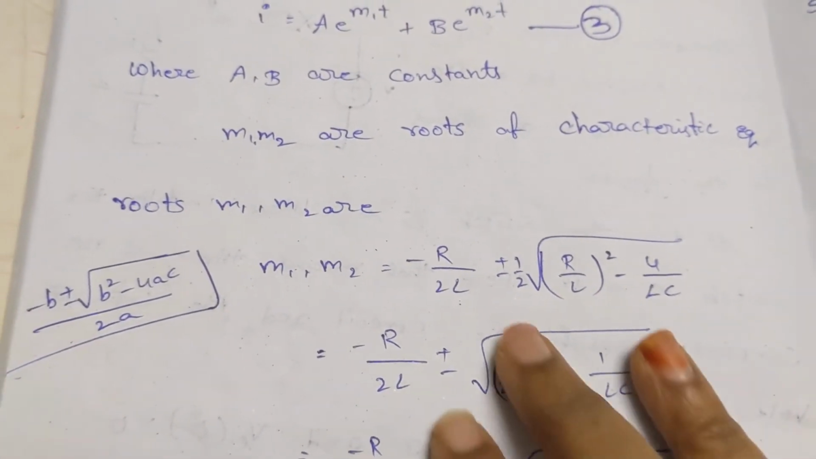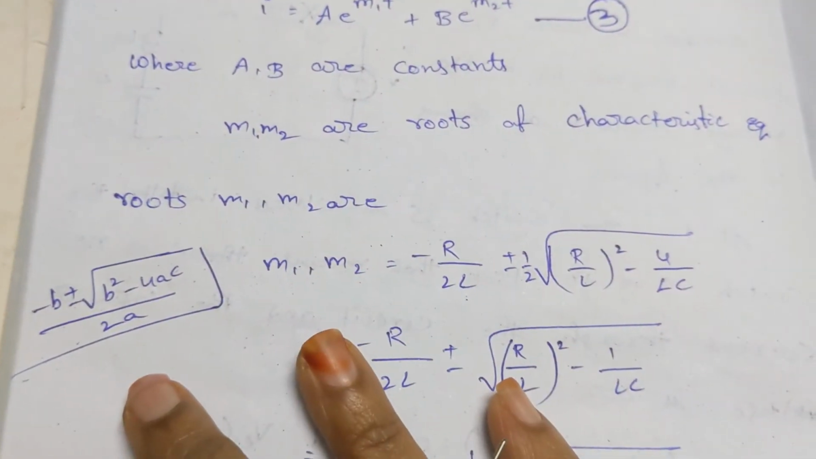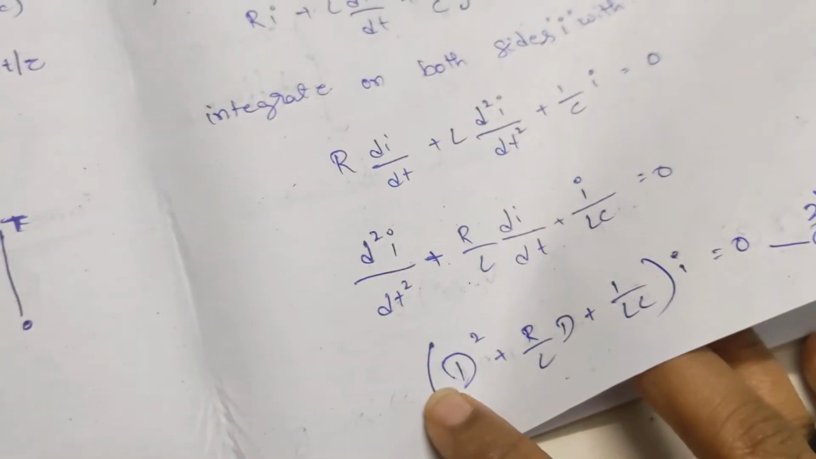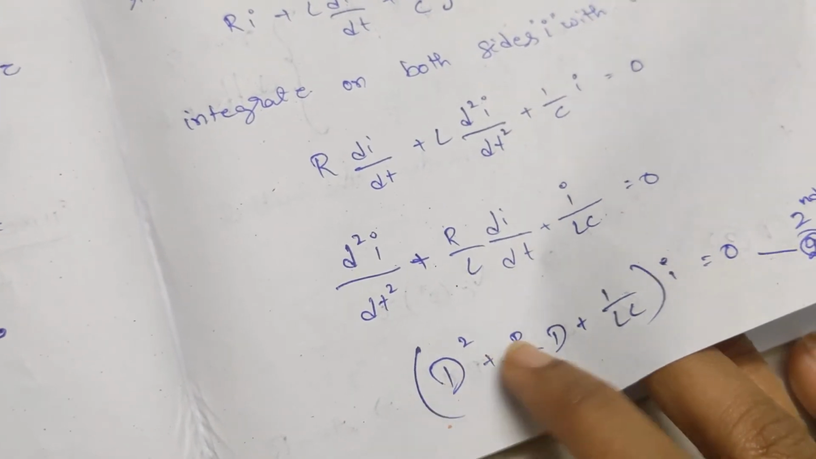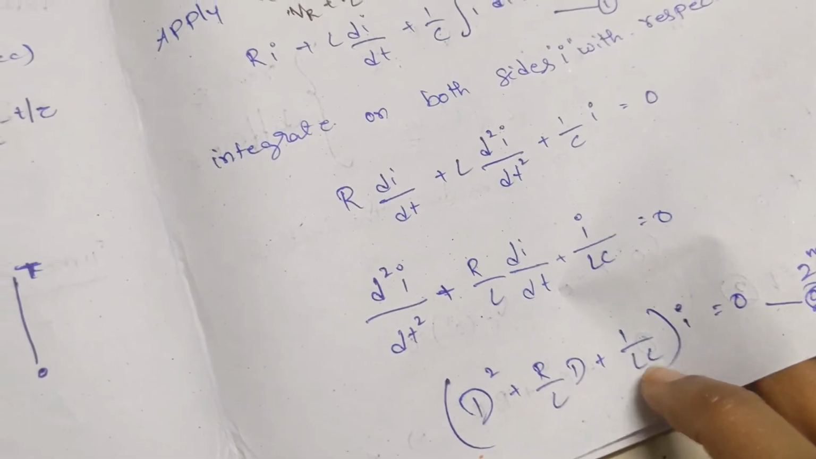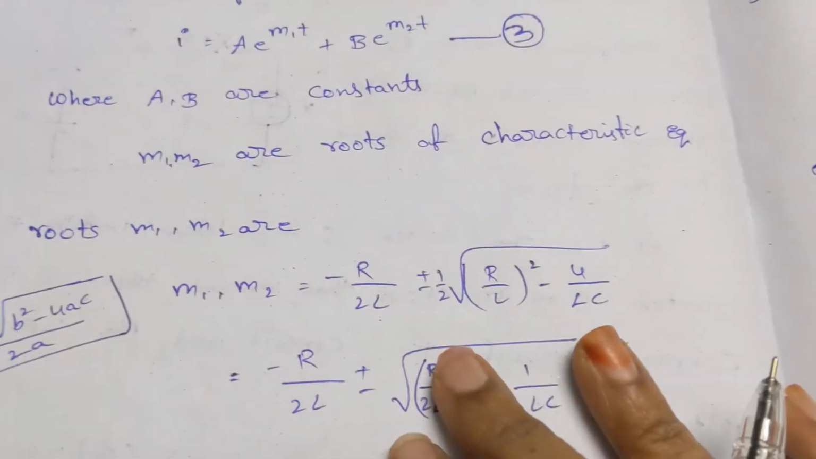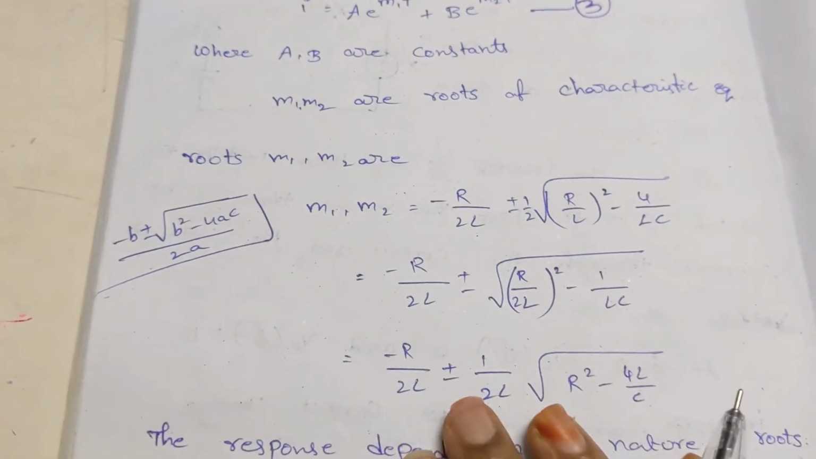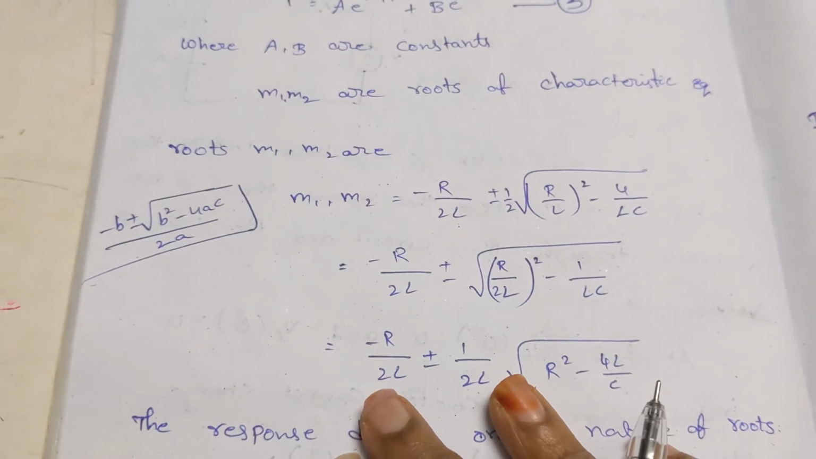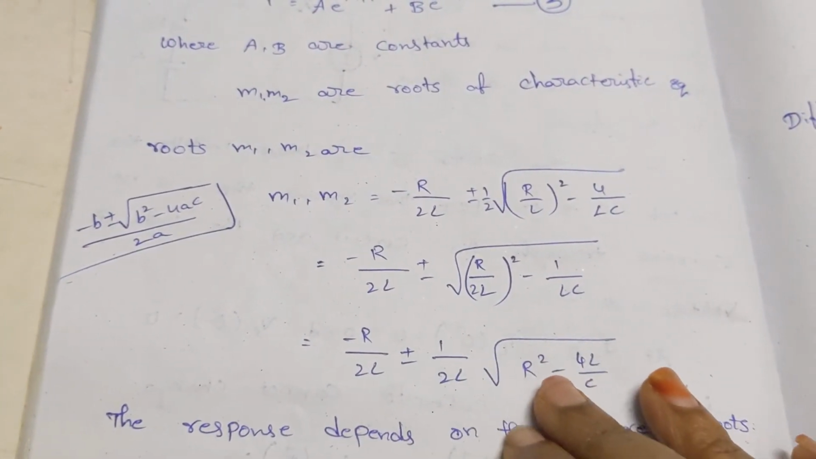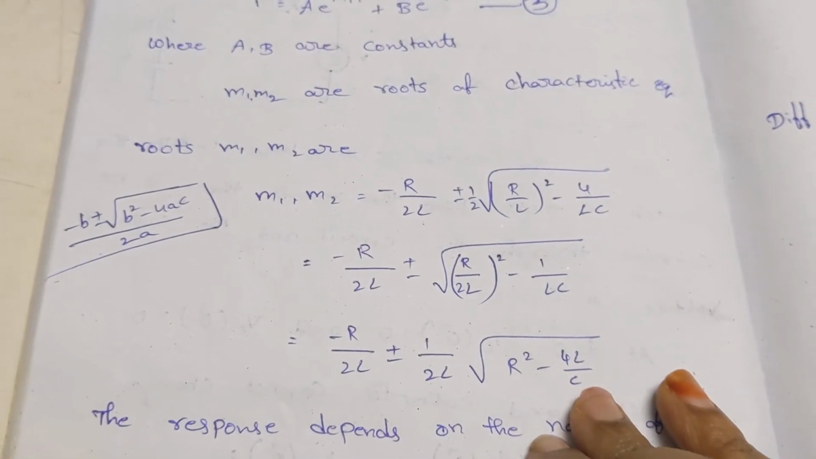Okay, 2a. Here a term is nothing but the constant coefficient of your second order derivative. A is 1, b is R by L and C is 1 by LC. When you replace those terms, your roots are in the form of minus R divided by 2L plus or minus 1 divided by 2L root over R square minus 4L divided by C.